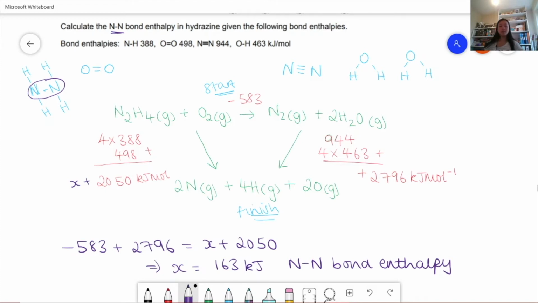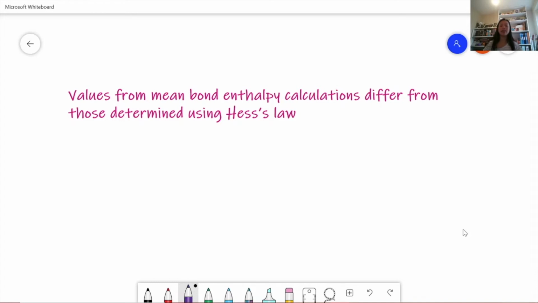A very important detail that you need to remember is that values that we've calculated from mean bond enthalpy calculations differ from those which we've determined using enthalpy change of combustion or formation using Hess's law, and that's because the mean bond enthalpy is just a mean, so just the average of the bond enthalpies of covalent bonds in different compounds, so it's not very accurate.